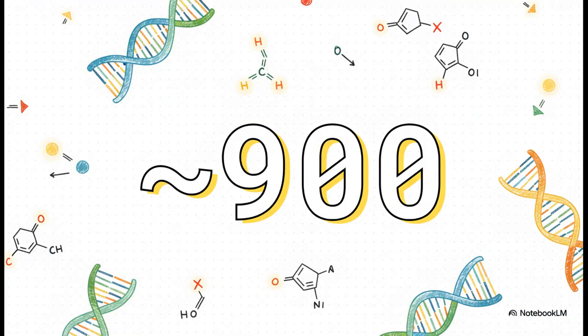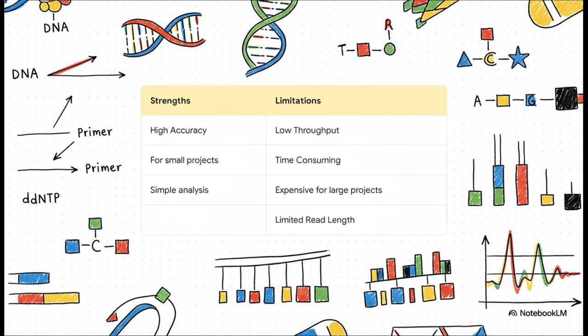This number right here, around 900, it really highlights a key limitation. A single run of Sanger sequencing is incredibly accurate, but it can only read a stretch of about 900 DNA letters. To put that in perspective, that's like reading one single page from a library that has millions and millions of books. So this slide really lays it all out.